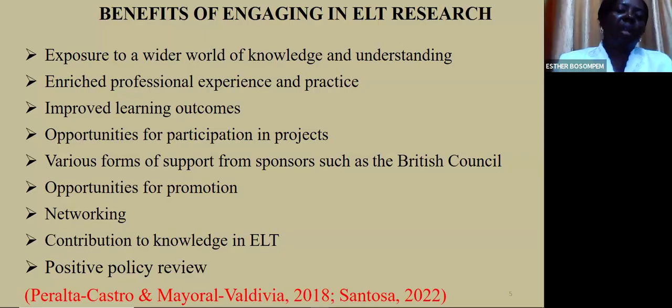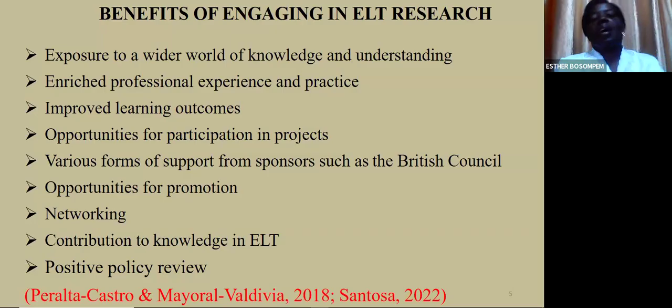Then, networking. In your research, you come across people who are interested in the same subject or a similar subject, and it will open up opportunities for networking, not only in our various countries, but outside. And then we become global assets because of the things we are working on and because of the knowledge that we have. And when we engage in research, we contribute to knowledge in the field of ELT.